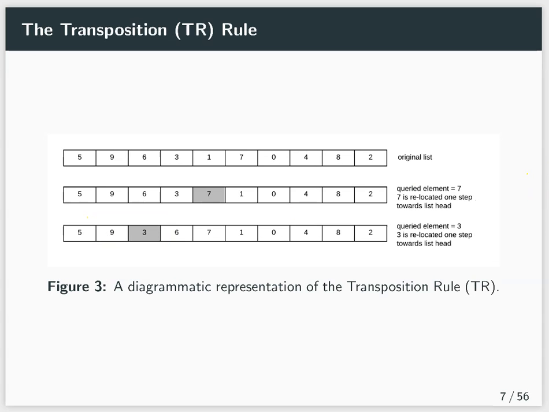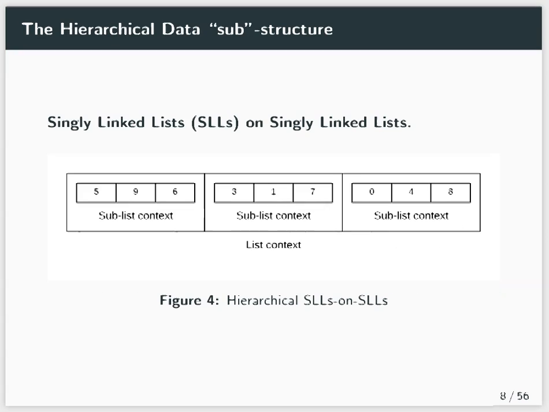As opposed to this, we have the transposition rule, where 7 is accessed, it is moved one step to the front. 3 is accessed, it is also moved one step to the front. The move to front rule converges quickly, but not with such high accuracy. The transposition rule converges slowly, but gives a remarkably high accuracy. Our aim is to try to merge these two, and we are going to do this by using list-on-list.